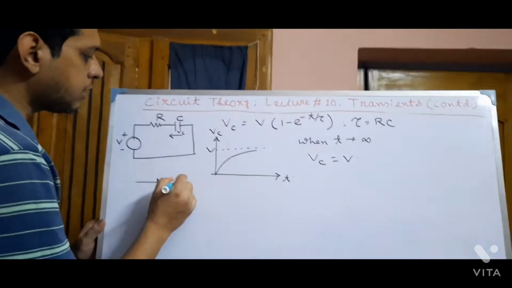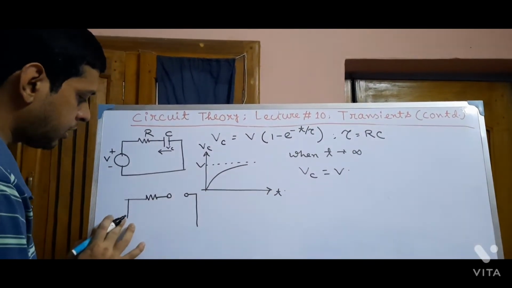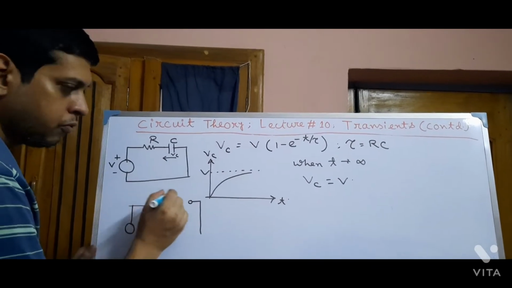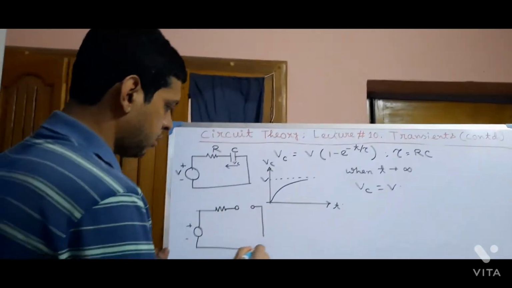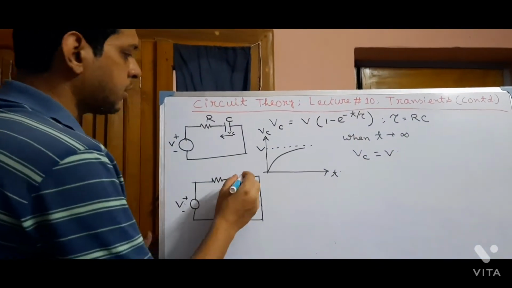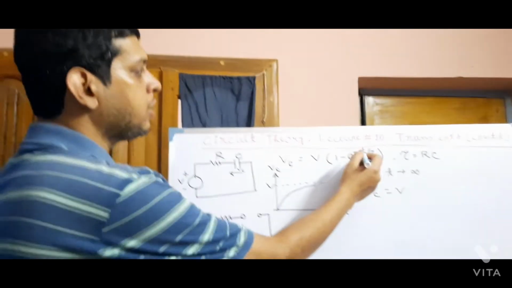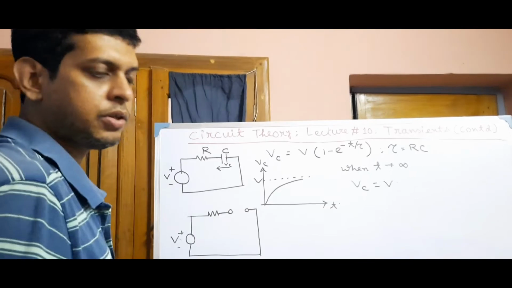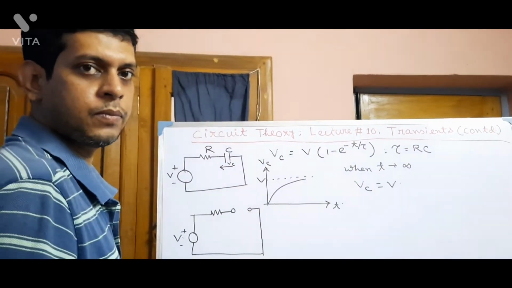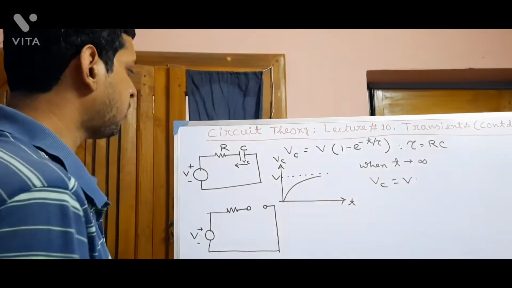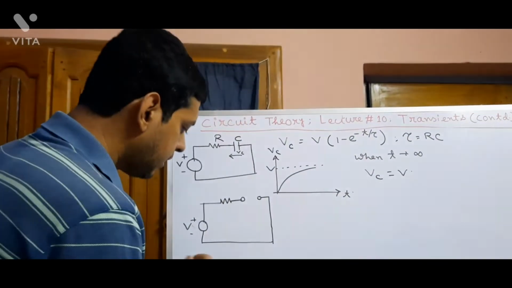So it can happen only when current through R and C is 0, or if the capacitance will act as an open circuit. So at t equal to infinity or at steady state, the capacitance will act as open. Okay. Now if the charging agency is DC one.